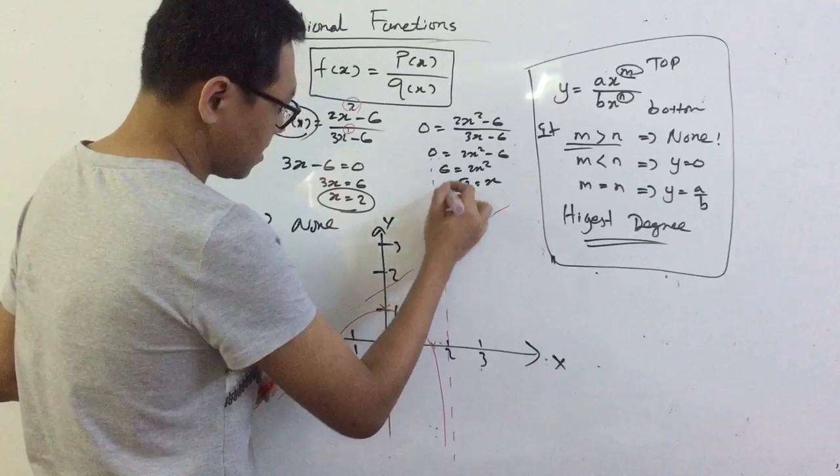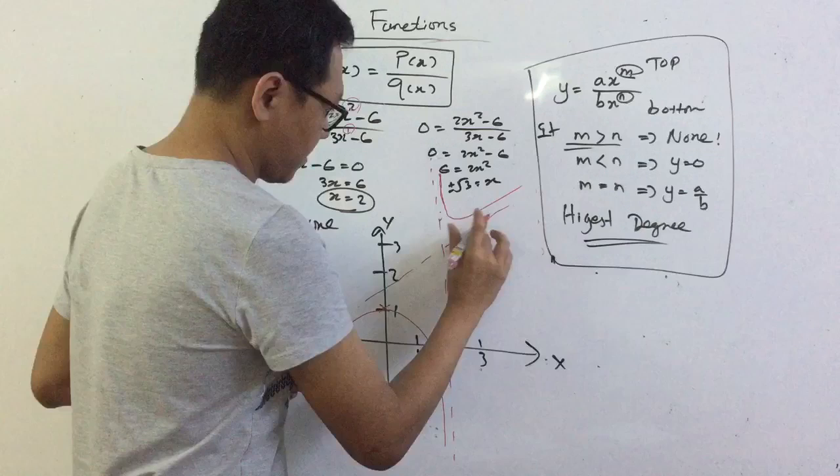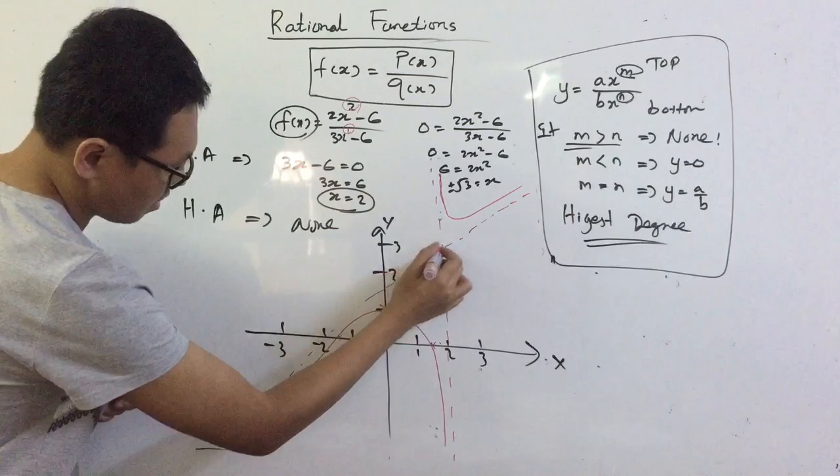Okay, let me erase this. It's getting confusing. So it will be like this. So no horizontal asymptote, only this slant asymptote.